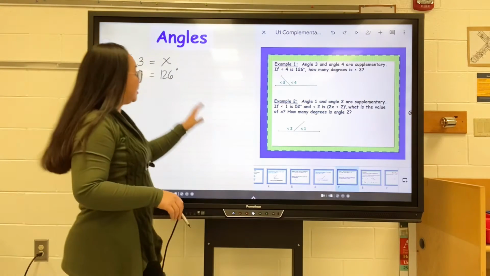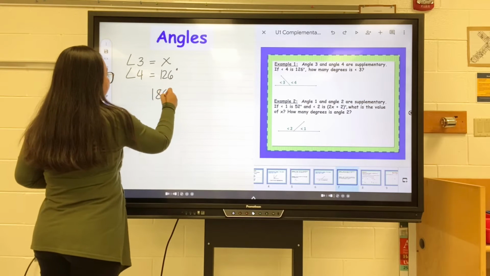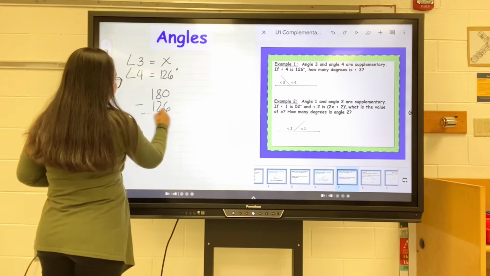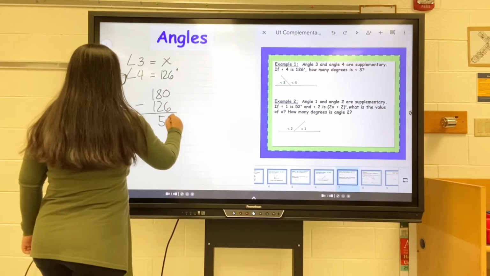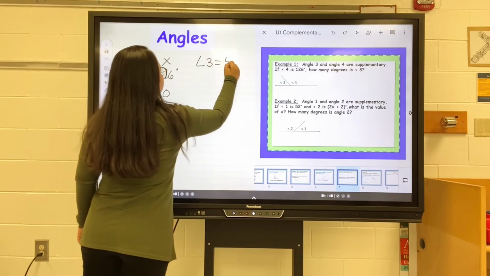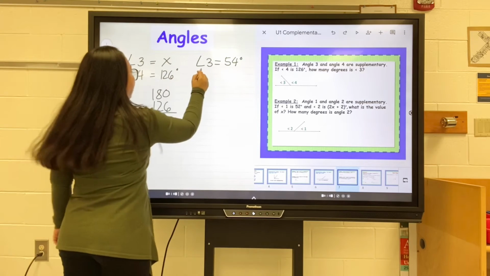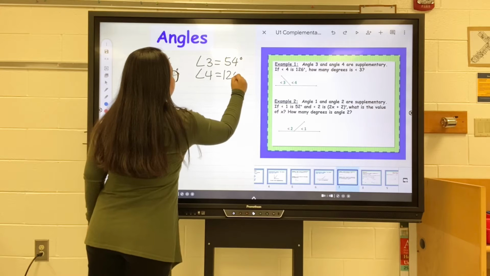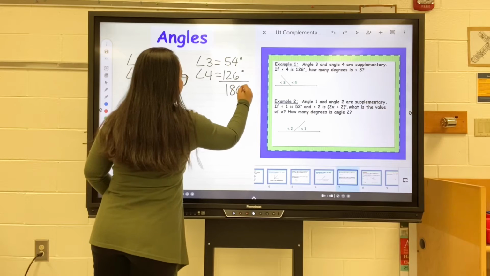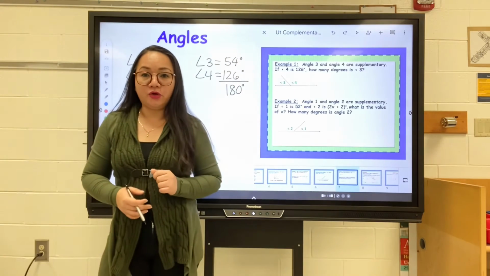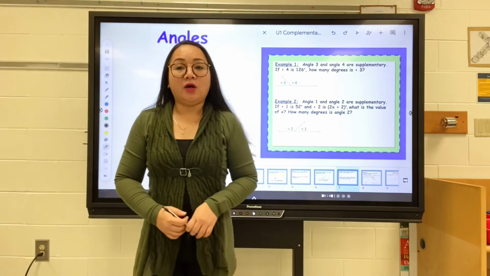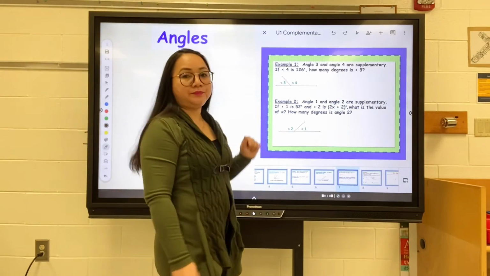So what we're going to do is just subtract 180 degrees minus angle 4, which is 126 degrees. That is 54. So therefore, angle 3 is 54 degrees, and angle 4 is 126 degrees. If you add them together, that gives 180 degrees, which is the measure of two angles that form a supplementary angle.